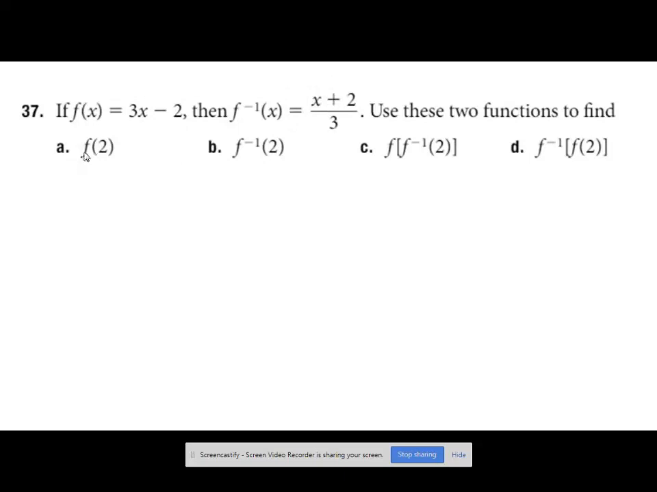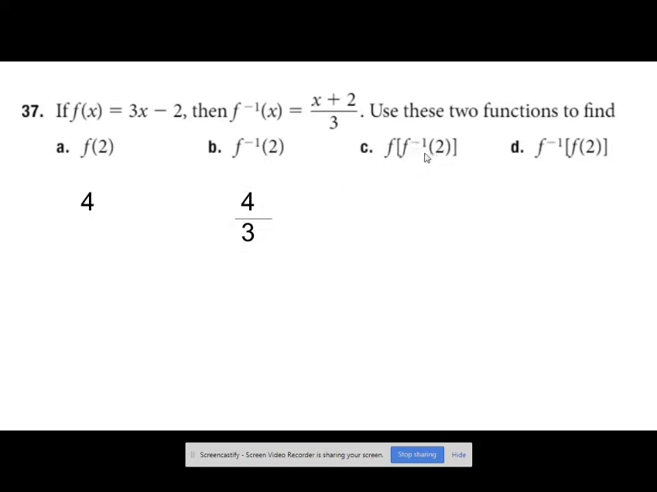If we take the function at 2, so plug 2 in, 3 times 2 is 6, minus 2 is 4. So we can find that. That's not so bad. If we find the inverse function at 2, 2 plus 2 is 4, divided by 3, 4/3. Now let's do some compound functions here.